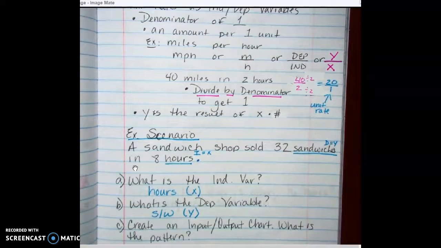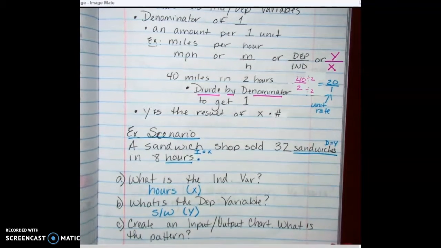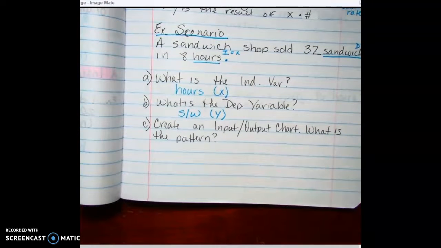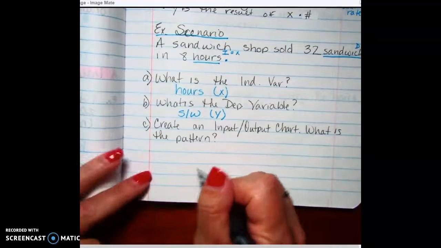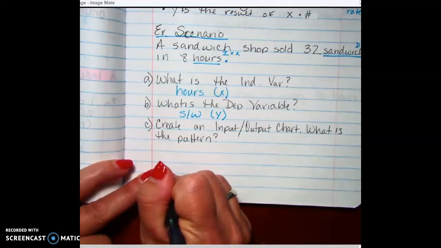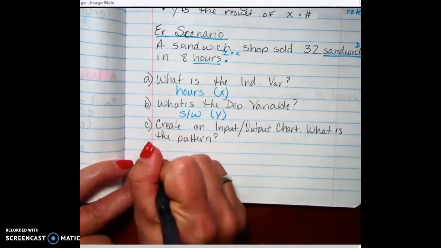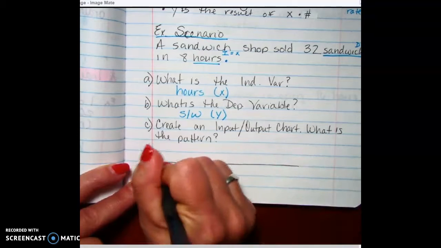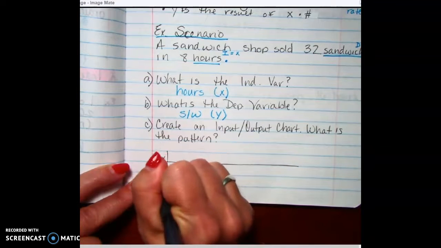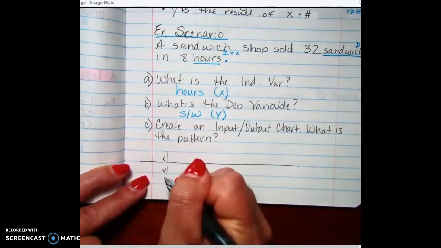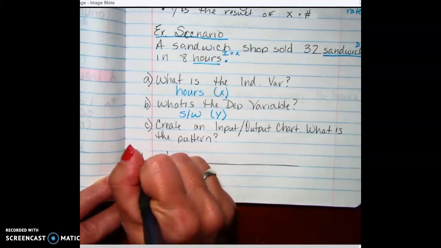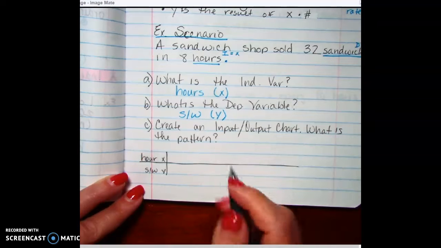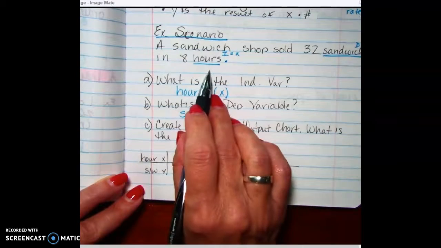Okay, so now it says to create an input-output chart and find the pattern. What is the pattern? So the input-output chart happens to be a T-chart, but it's a horizontal T-chart. So first, I'm going to draw my horizontal line. I'm going to go only about here, and I'm going to say X and Y. So X, then Y. We said hours was our X and sandwiches was our Y.